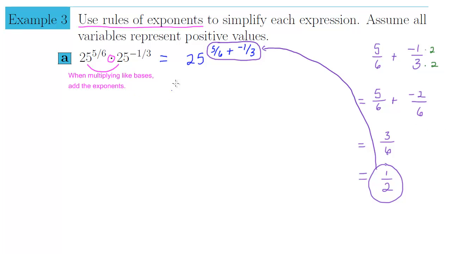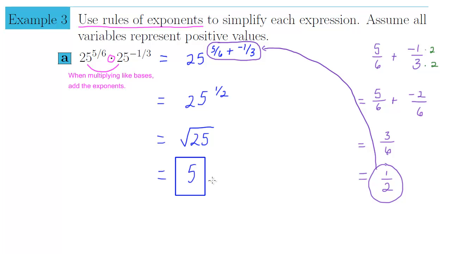Which means altogether, 25 to the 5/6 plus negative 1/3 is going to end up being 25 to the 1/2. And in this case, because I have a whole number base here, or a constant base, I can actually evaluate this by taking the square root of 25. That's what the 1/2 power means. Square root of 25 is 5. So that's what 25 to the 5/6 times 25 to the negative 1/3 simplifies to.